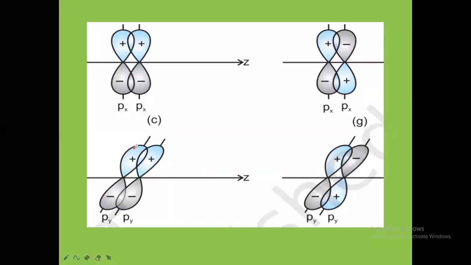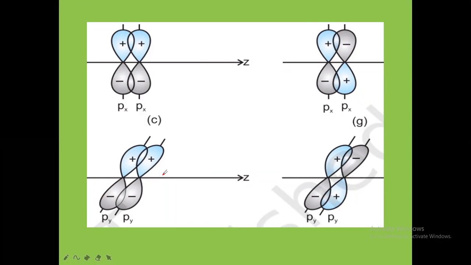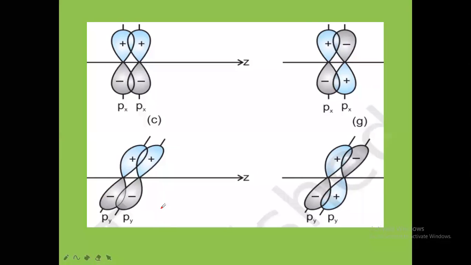And here also, now py and py. So we have taken here this vertical one as the x-axis, the horizontal as the z-axis, and this slanting one we are taking as the y-axis. So along the y-axis, there is one dumbbell shape.